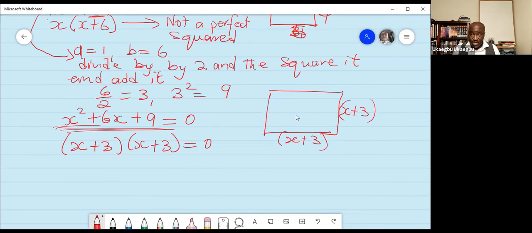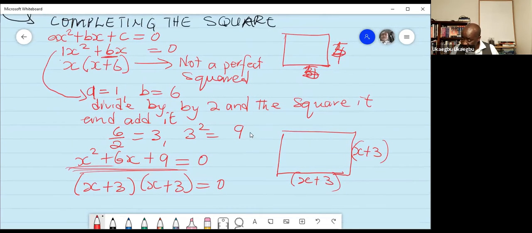So that's what we are trying to achieve in completing the square. Usually you are going to get an expression that when you factor it, you will not have a perfect square. But our goal is to make it a perfect square. And that is what we have just done. So having said that, now let's get back to the real expression.